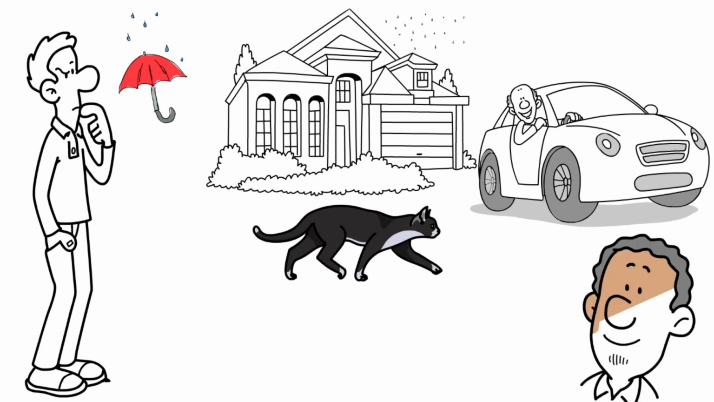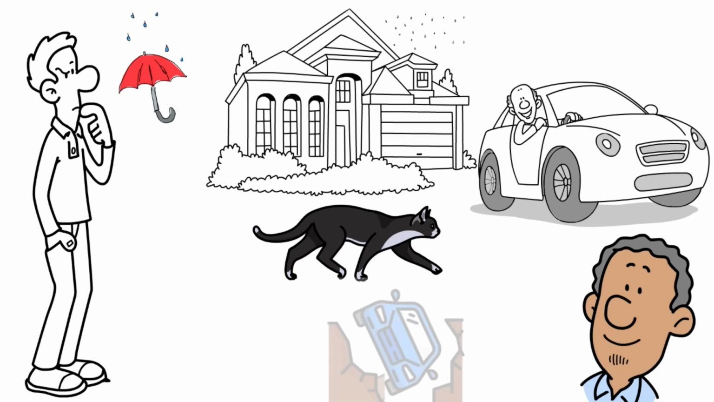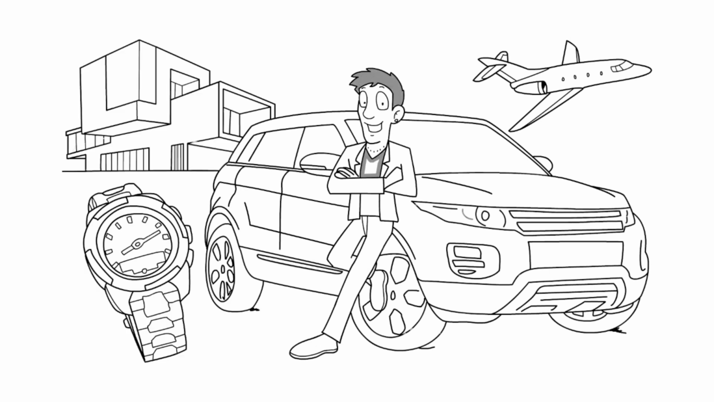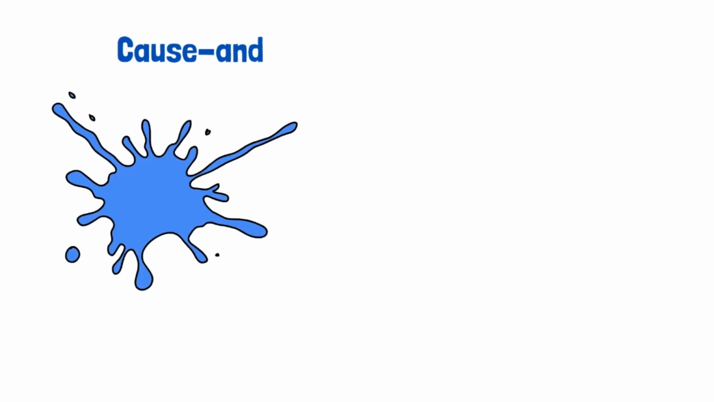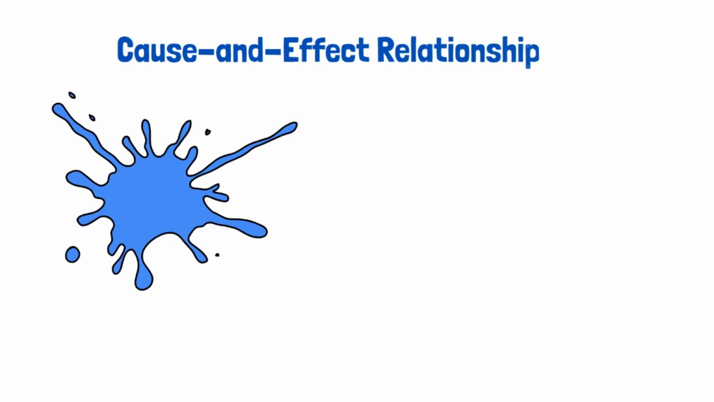Thankfully, you miss the cat, but your car skids and ends up stuck in a muddy ditch. Frustrated yet relieved, you realize that your quick reaction while saving the cat led directly to your current predicament. This little story isn't just a random event. It perfectly illustrates the essence of a cause and effect relationship, which is exactly what we're diving into today.